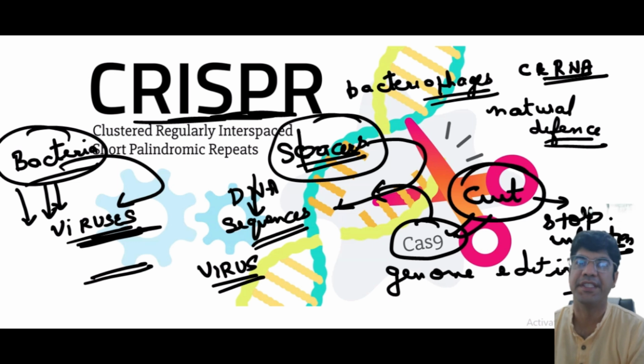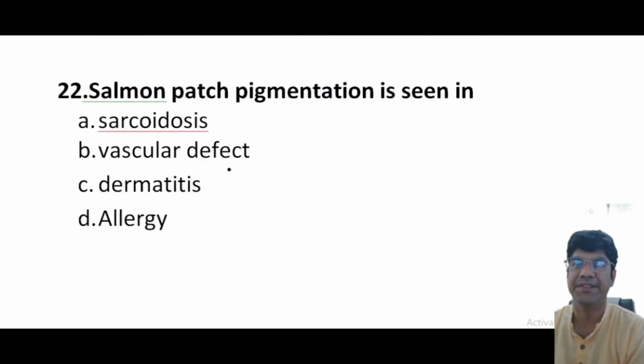So the answer is A. CRISPR stands for clustered regularly interspaced short palindromic repeats. Coming to the next question, the salmon patch, it is seen in vascular defects.